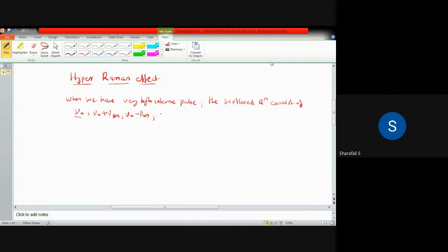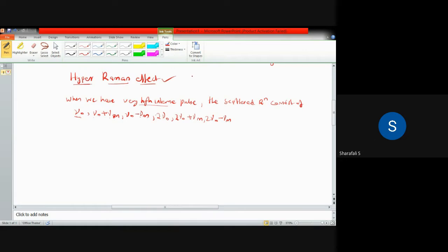Along with this, when your intensity is very high, we will have some other frequencies also, like 2ν0, then 2ν0 plus νm, then 2ν0 minus νm. And this particular phenomenon is called the hyper-Raman effect.